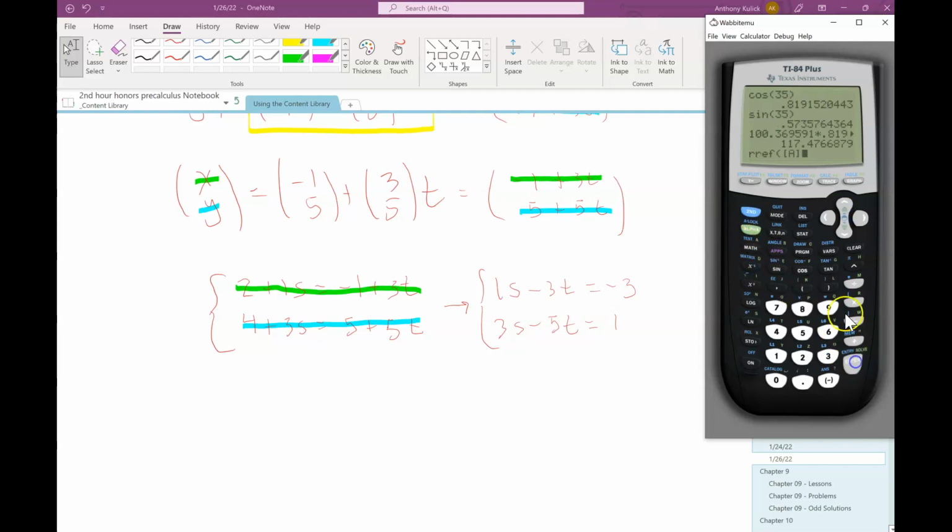I guess I just bulldozed through this. Do you guys remember how to do this? Not on the calculator. Okay. All right, let's just go back.